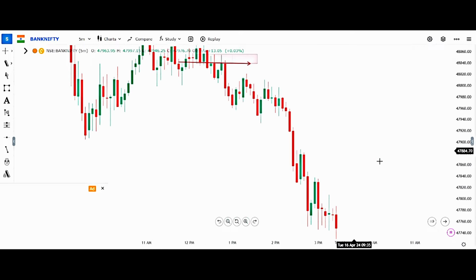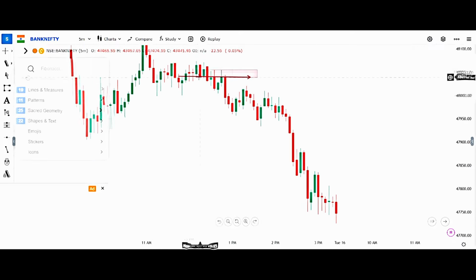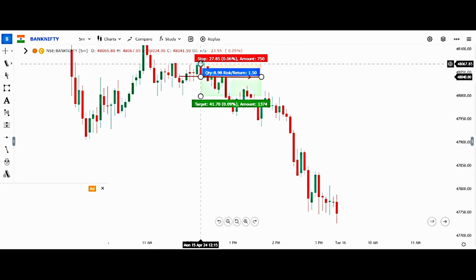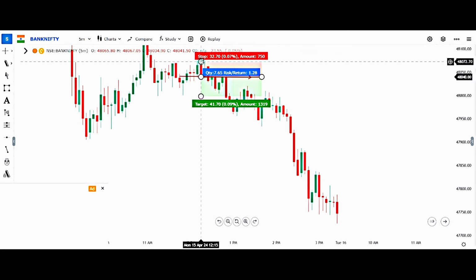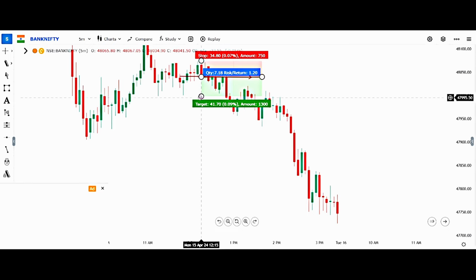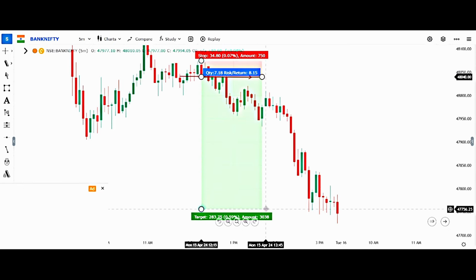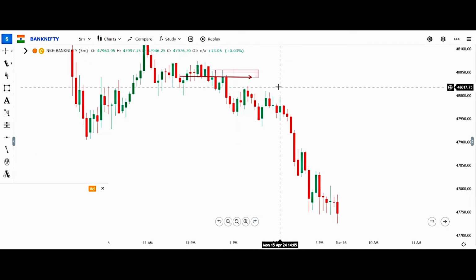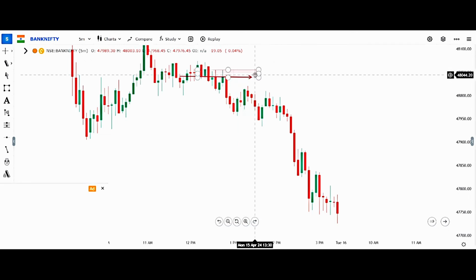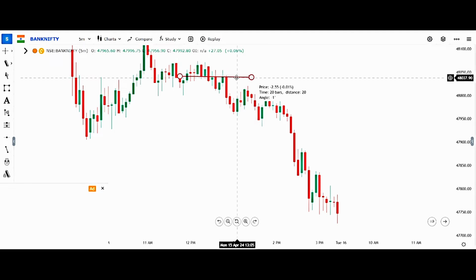Then look at this moment. If you took the entry here at this point, your stop loss is 27 points. Almost 27. Let's consider 35. And look at the target. That is almost 1:8. When these hidden setups are taken and you take the ideal entry, your risk to reward increases. So you give the minimum loss and you take maximum profit.